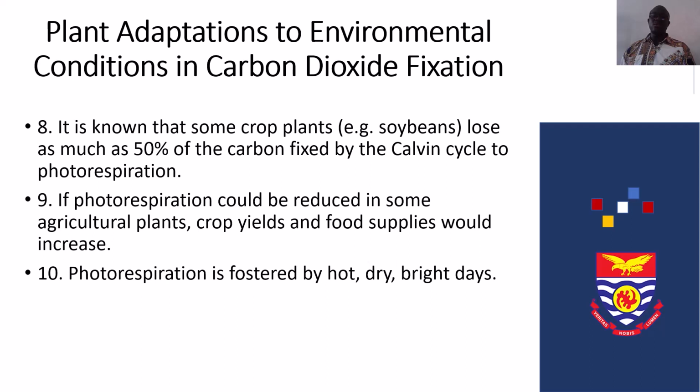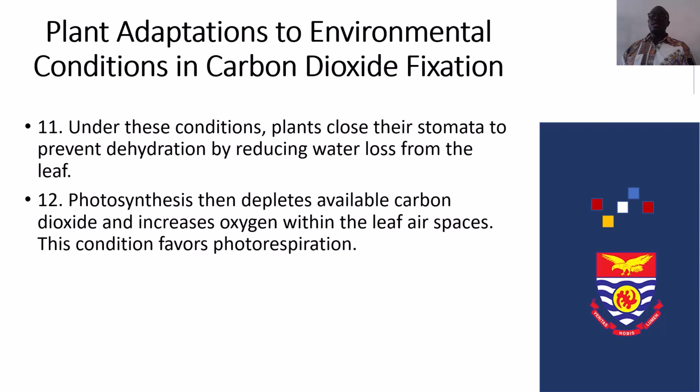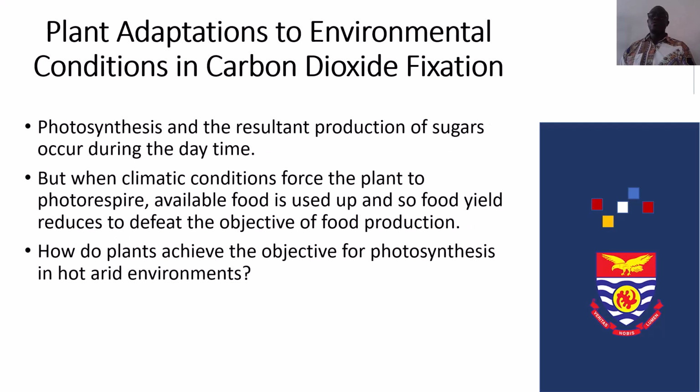Photorespiration is fostered by hot, dry, bright days. Under these conditions, plants close their stomata to prevent dehydration by reducing water loss from the leaf. Photosynthesis then depletes available carbon dioxide and increases oxygen within the leaf air spaces. This condition favors photorespiration. So photosynthesis and the resultant production of sugars occur during the daytime, but when climatic conditions force the plant to photorespire, available food is used up, and so food yield reduces, defeating the objective of food production. How do plants achieve their objective for photosynthesis in hot, arid environments?